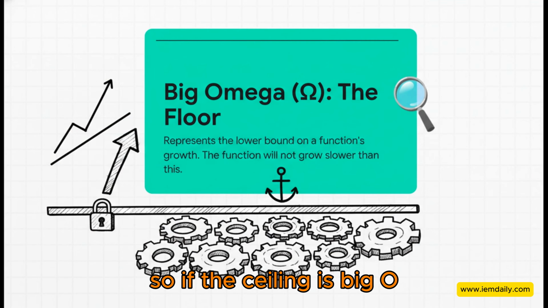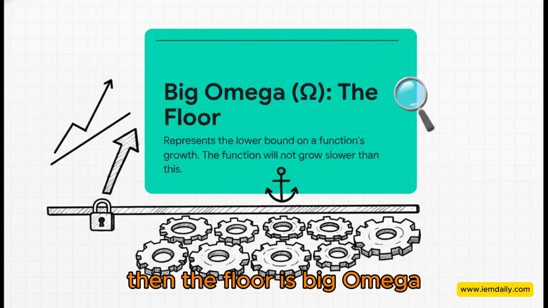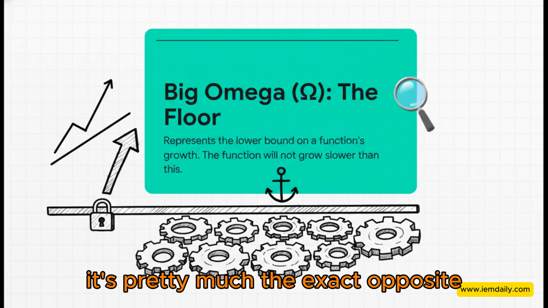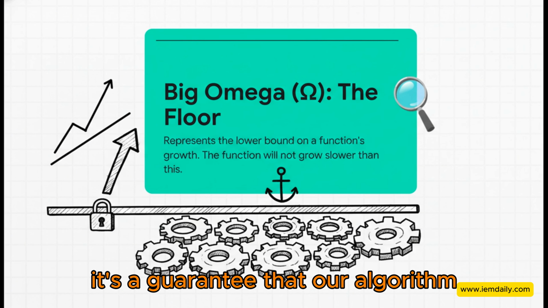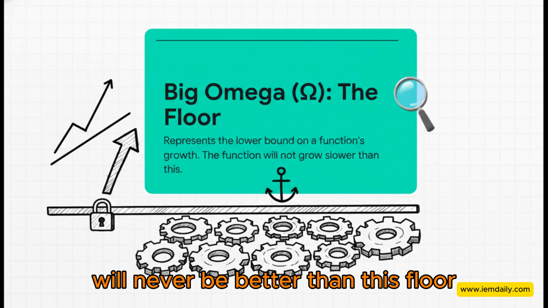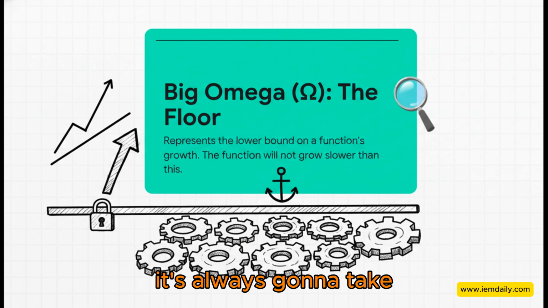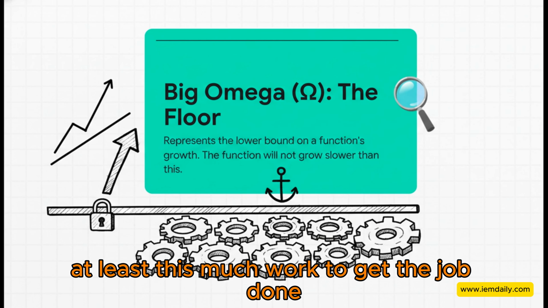All right, so if the ceiling is big O, then the floor is big omega. It's pretty much the exact opposite. It sets a lower bound. It's a guarantee that our algorithm will never be better than this floor. It's always going to take at least this much work to get the job done.